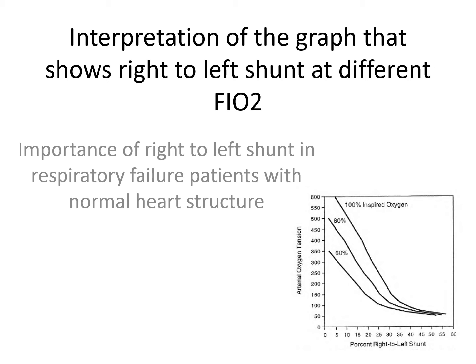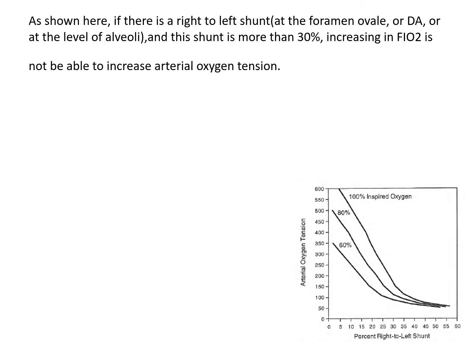So when we increase the FiO2 of the patient, it is very harmful, and if the patient doesn't have any increase in arterial oxygenation or SpO2, it shows that the right to left shunt is more than 30%. So we should do something else.